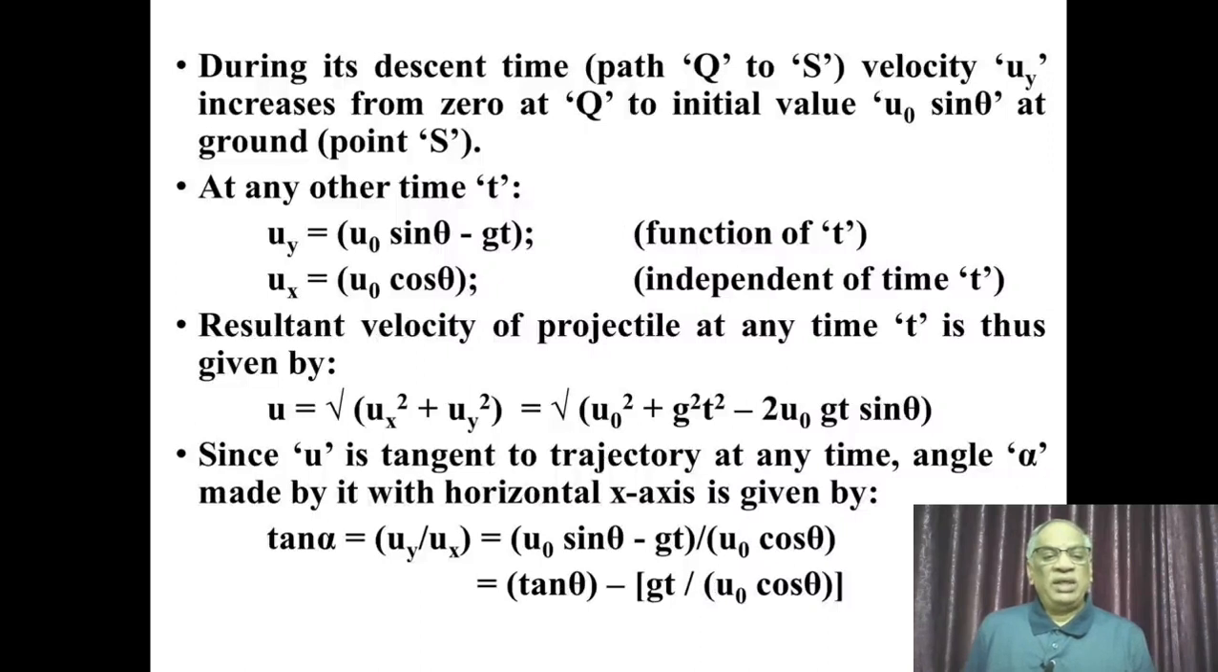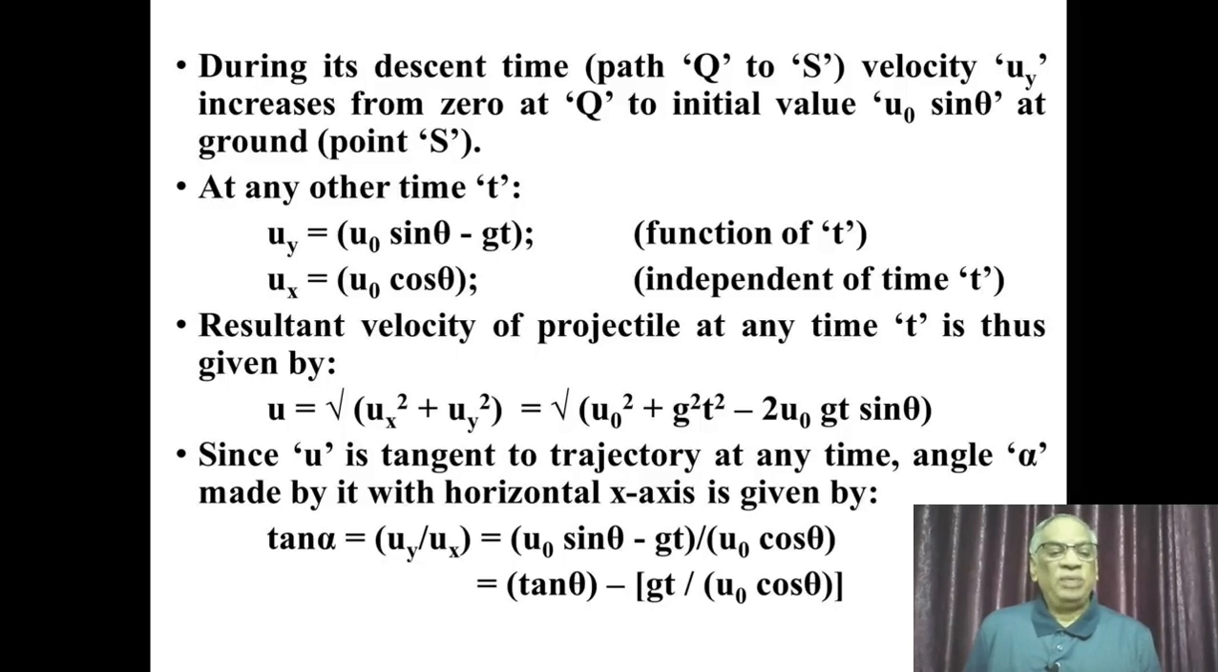So during its ascent time, that means when it is rising from O to S, the velocity uy decreases from its initial value u naught sin theta at the ground. So at any time t, uy is given by u naught sin theta minus gt, because the g term is to be used with the negative sign. You can see that this is a function of time t, whereas the horizontal component u naught cos theta doesn't have the time term, hence it is independent of time.